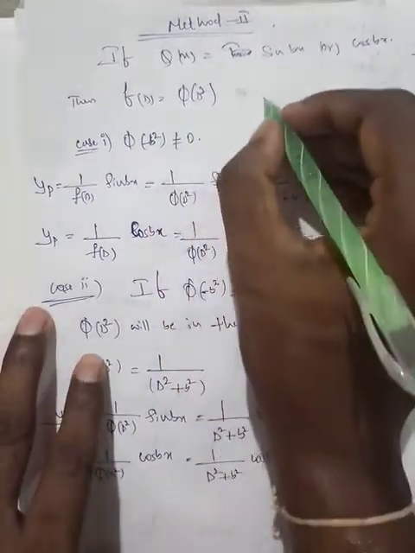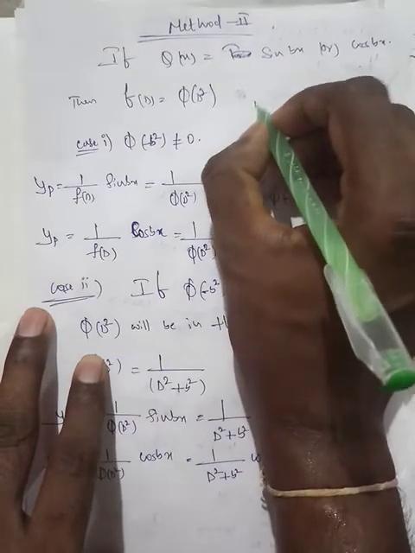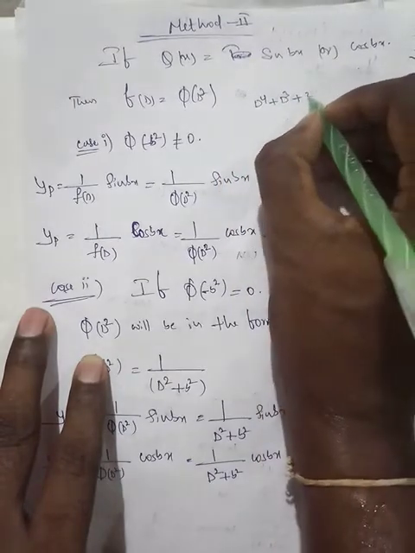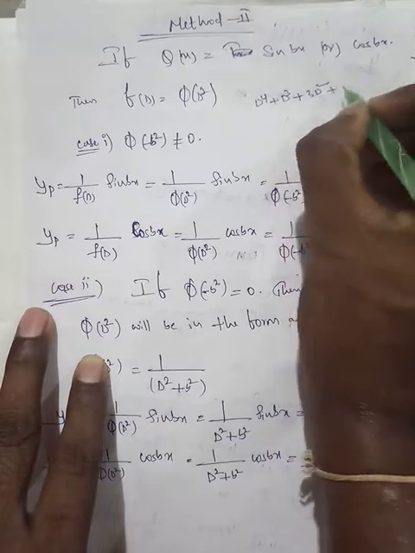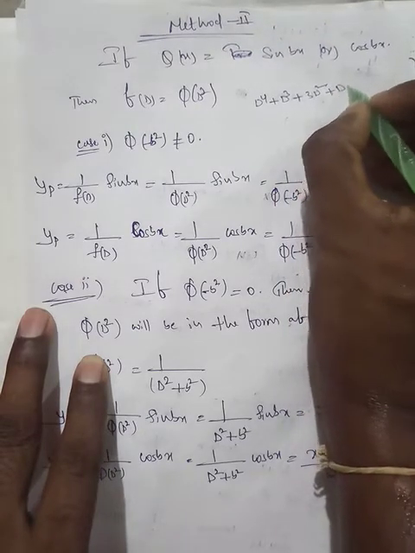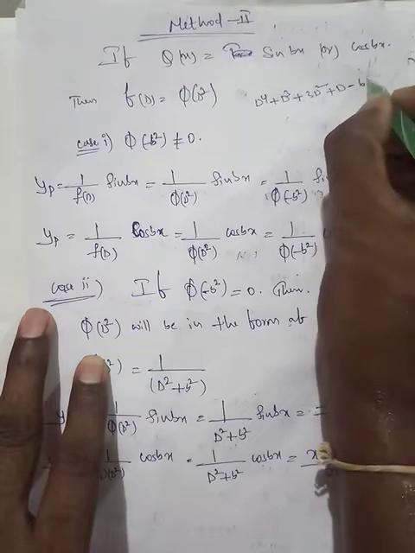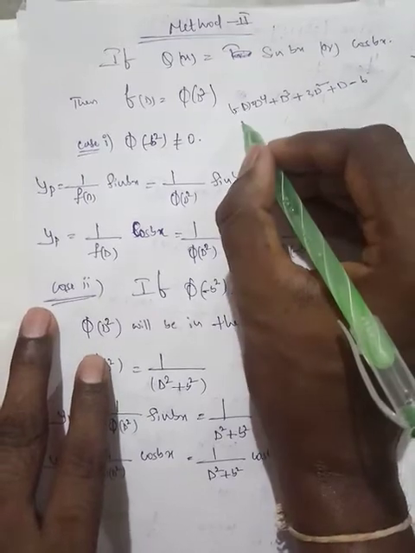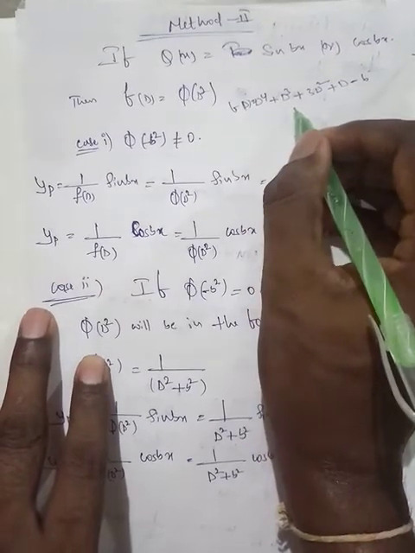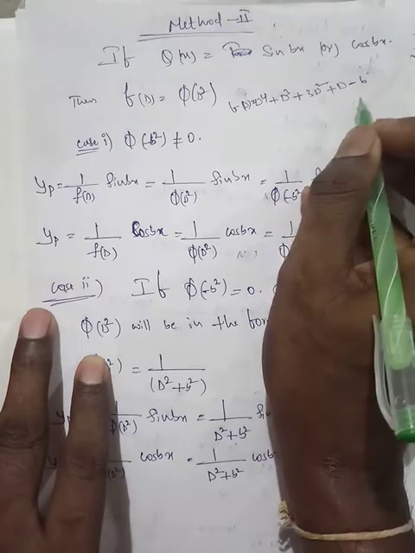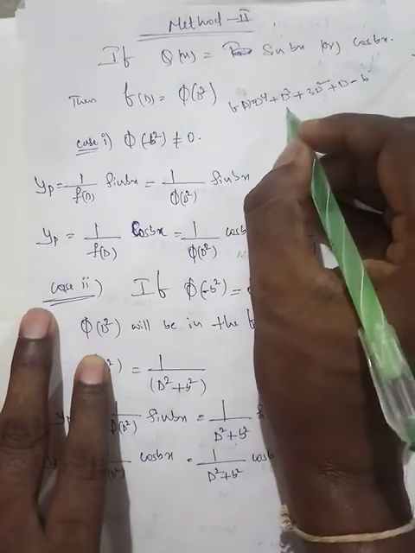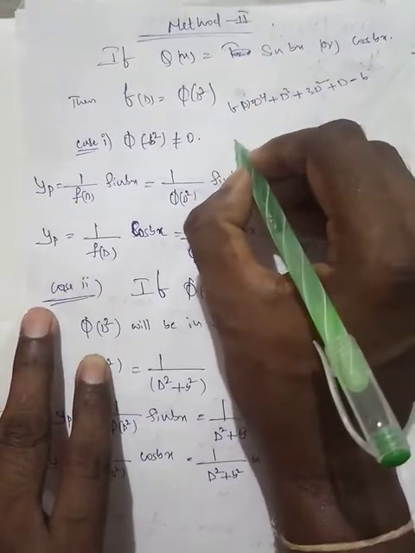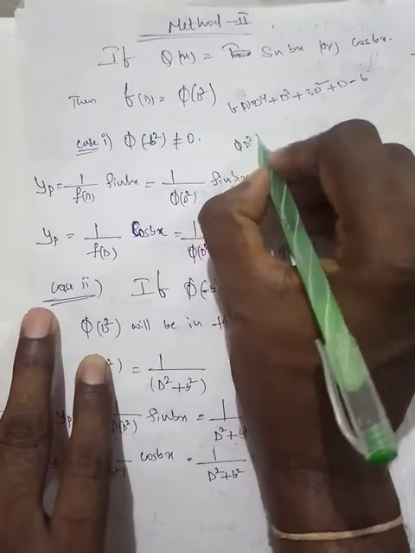Let's take one small example here. For example, D power 4 plus D cube plus 3D square plus D minus 6. Let us assume this is f of D. So f of D is D power 4 plus D cube plus 3D square plus D minus 6, right? This is a given polynomial of the given differential equation. I am writing this f of D into phi of D square. So how do I need to change this?